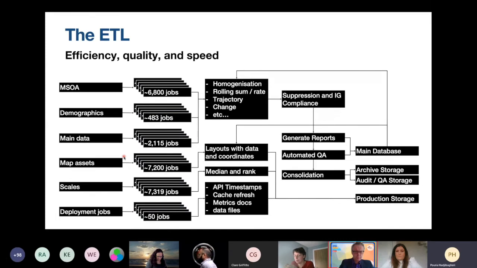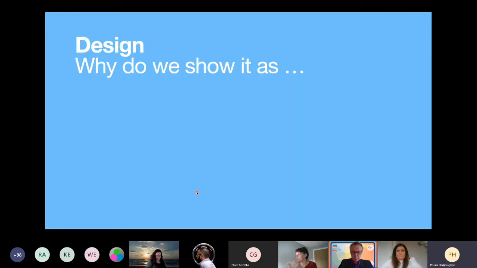The scales that you see on the postcode page or on the map have to be also regenerated. So the numbers that you see here are the number of different assets that need to be created for each of these, and some other deployment jobs like download files, supplementary download files, the cache that needs to be refreshed, the timestamps that need to be updated, and things of that nature.